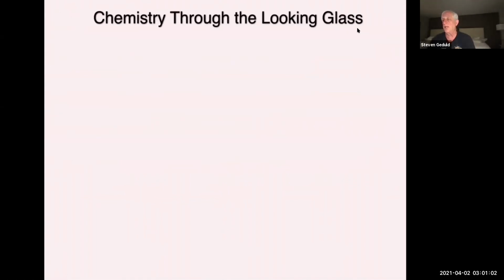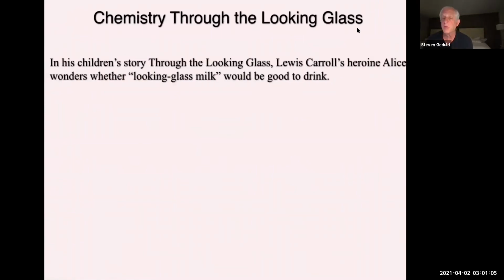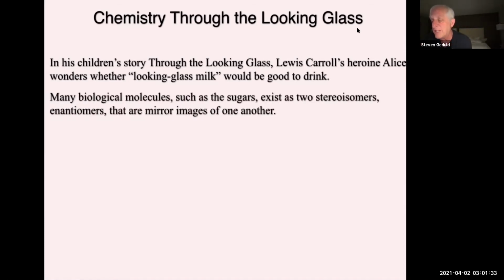Basic chemistry through the looking glass. This is the children's story, Alice in Wonderland, Through the Looking Glass. Lewis Carroll's heroine, Alice, wonders whether the looking glass milk would be good to drink. Basically the story, it's not a kid's story. She falls through the looking glass and you have stereoisomers. So every isomer now is the mirror image of what it should be. That means it's not going to have an effect on the body or it's going to be poisonous to the body. So Alice in Wonderland is actually about a chemistry experiment.